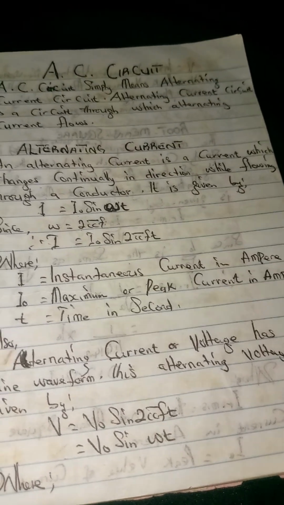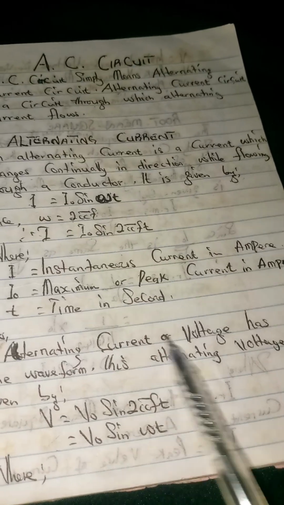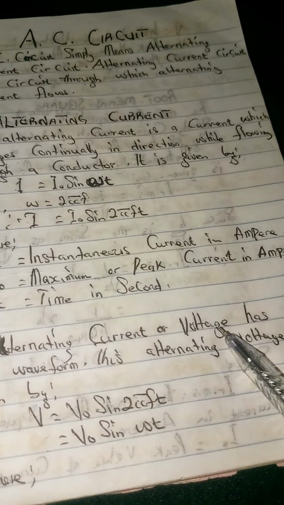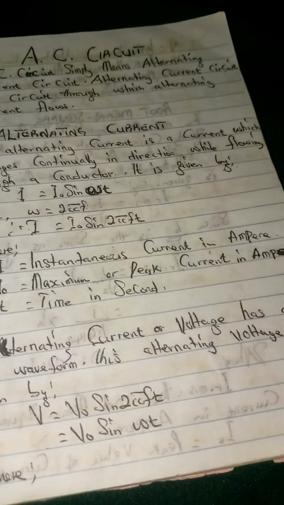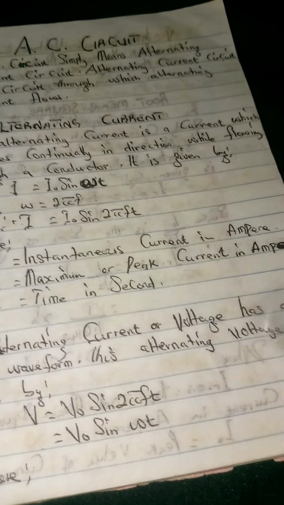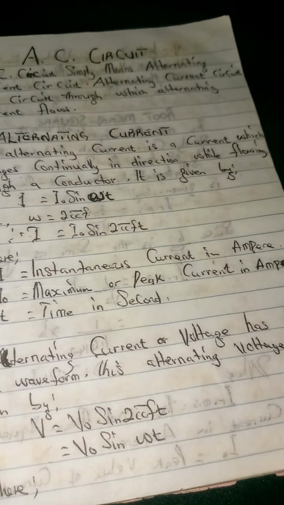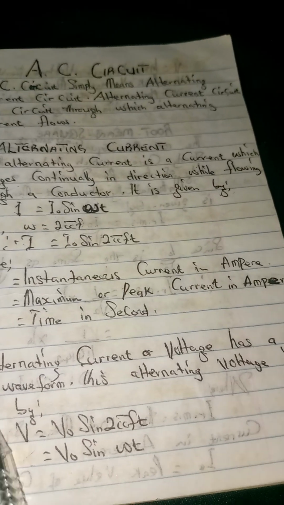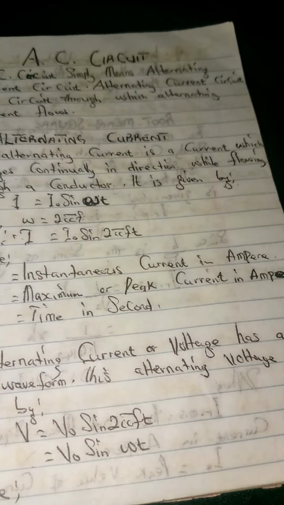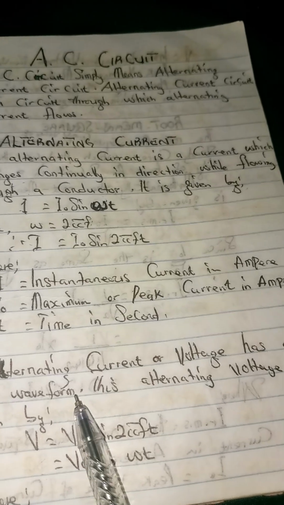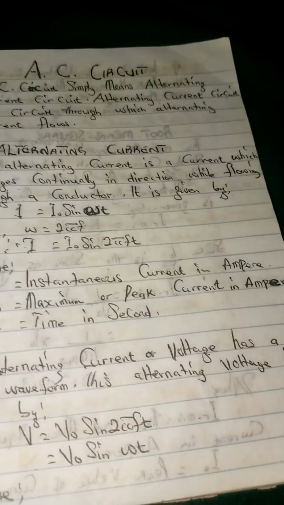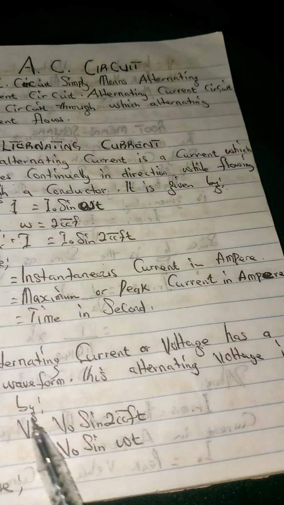Now, you can call it alternating current, or you can call it alternating voltage. We have alternating current, we also have alternating voltage. It has a sine waveform. This alternating current is given by the equation.